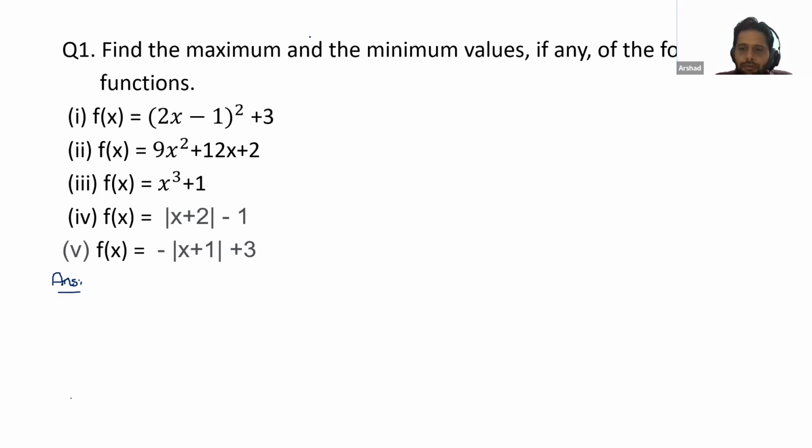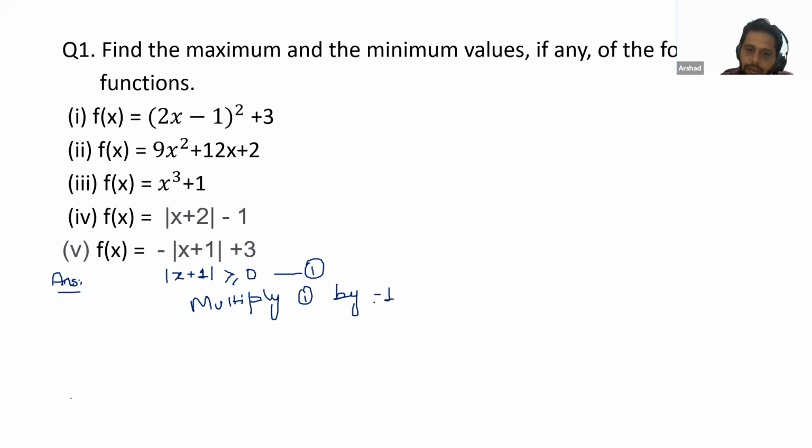Okay, great. This function does not have any minimum value. Please check how we will solve this question. We know that mod x plus 1 is greater than or equal to 0. But in the question, negative is given, so we will multiply by minus 1. You know that if in an inequality we multiply or divide by a negative, the sign of the inequality will change. In the question we have plus 3, so we will add plus 3 here.